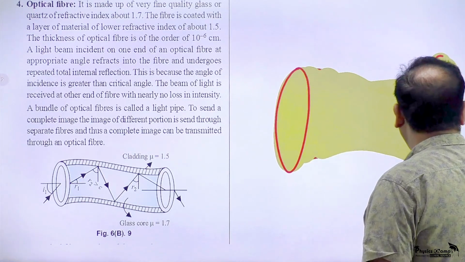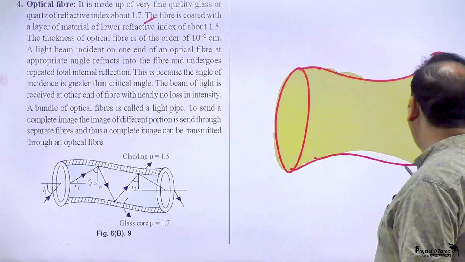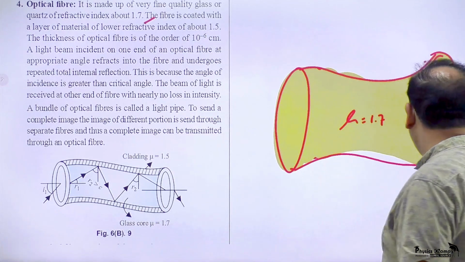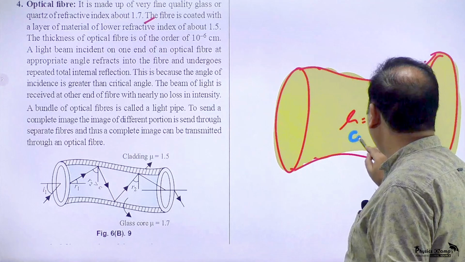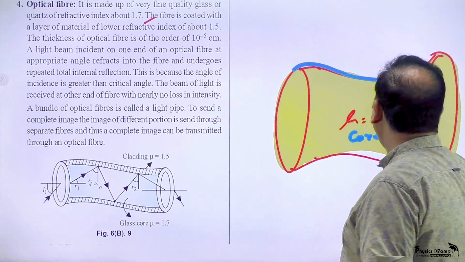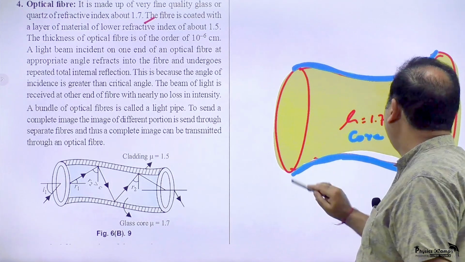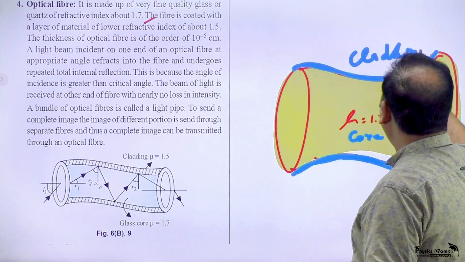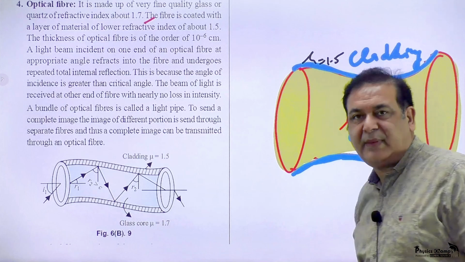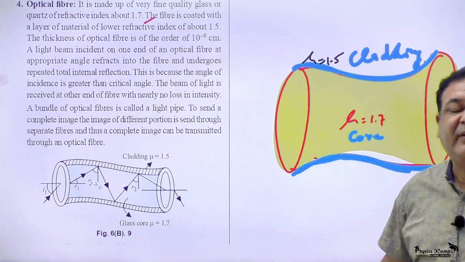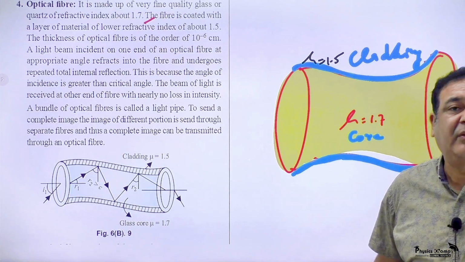Maybe the refractive index of the optical fiber is, say, 1.7. So it has a medium of 1.7. This is the higher refractive index. And this optical fiber is covered with a cladding. So this is called core. And then it has a layer at its outer surface, which is called cladding. The refractive index of cladding may be relatively low. It may have a refractive index of 1.5. So the inner material is of higher refractive index, and obviously transparent, and the surface is coated with cladding of relatively lower refractive index.